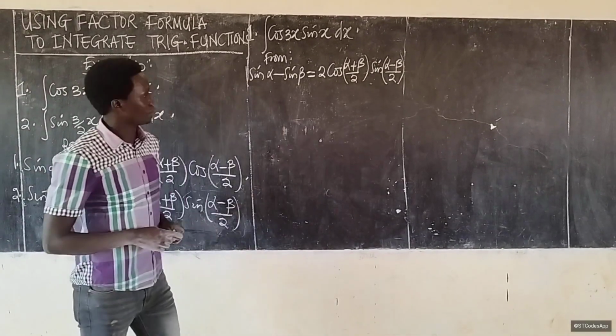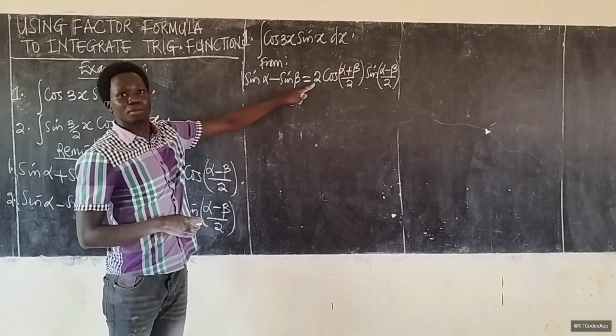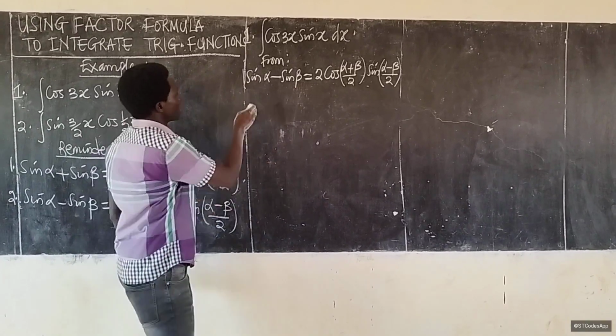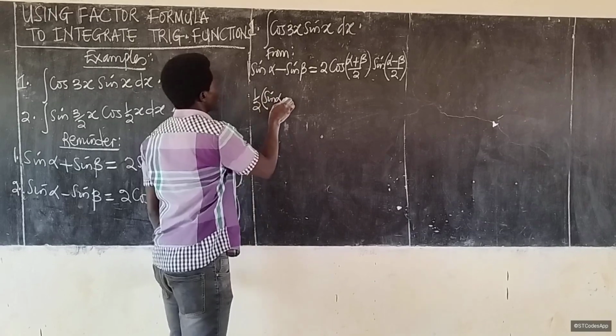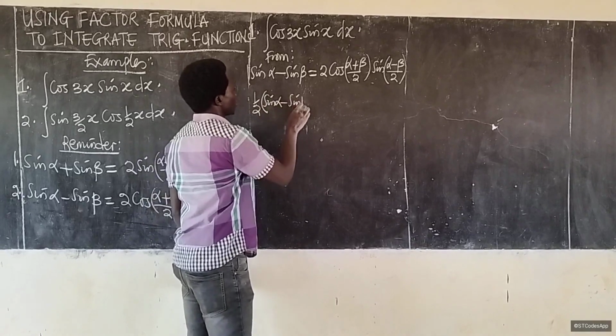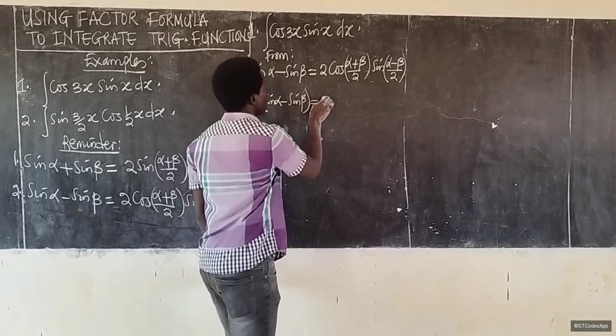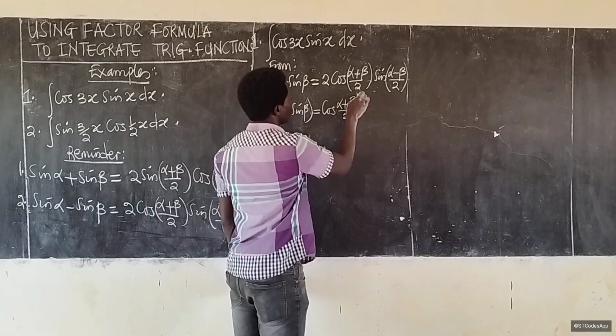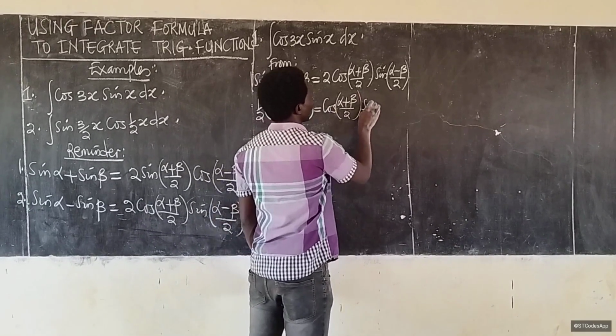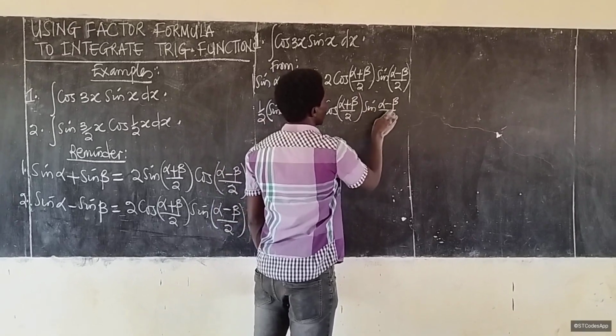This is what we have. So what I'm going to do, I'm going to divide both sides by 2 to make this one half. Open the brackets, sine alpha minus sine beta. This will give me cosine alpha plus beta out of 2, and then sine of alpha minus beta out of 2.